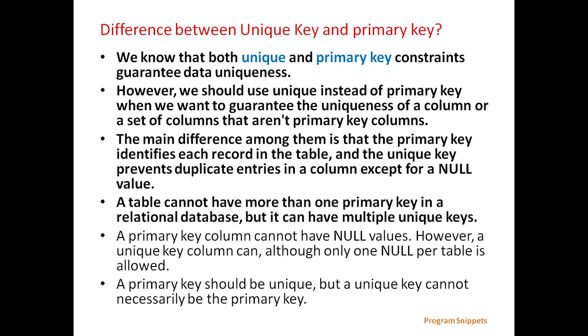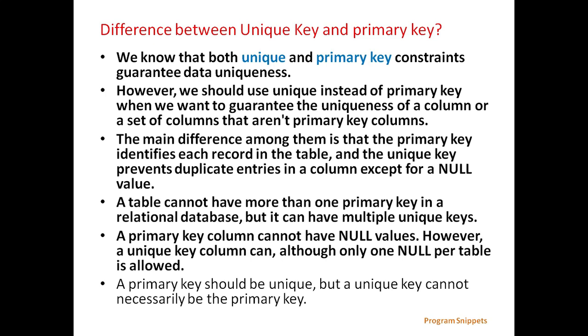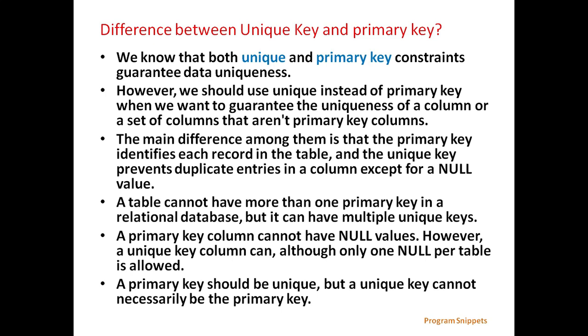A table cannot have more than one primary key in a relational database, but it can have multiple unique keys. A primary key column cannot have null values. However, a unique key column can have null values, although only one null value per table is allowed. And a primary key should be unique, but a unique key cannot necessarily be the primary key.